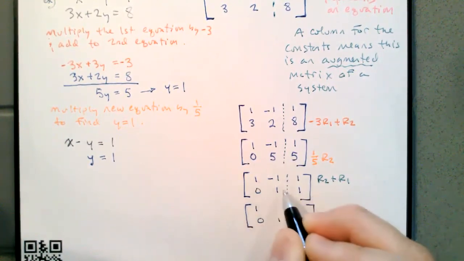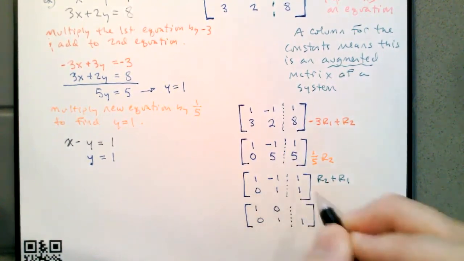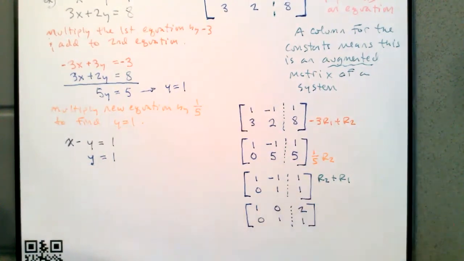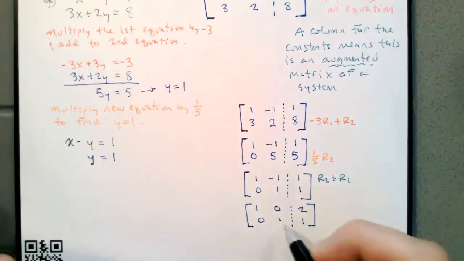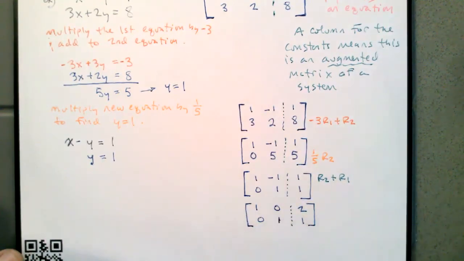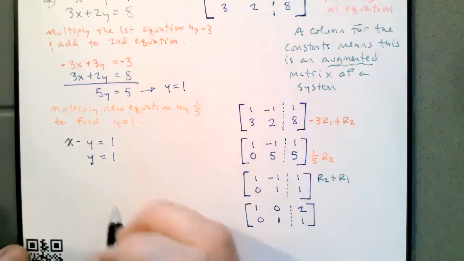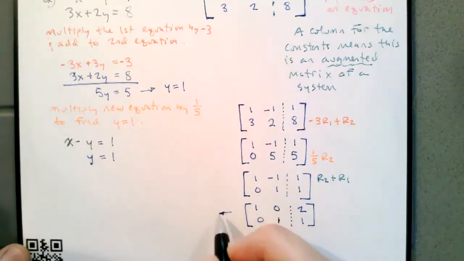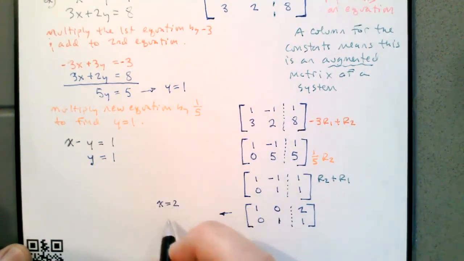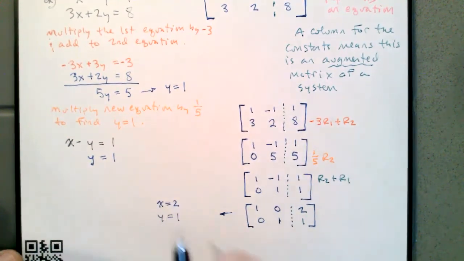0 and 1 is 1. 1 minus 1 is 0. And 1 plus 1 is 2. Now, this augmented matrix corresponds to x equals 2 and y equals 1. And that's what we want. So this corresponds to x equals 2 and y equals 1.